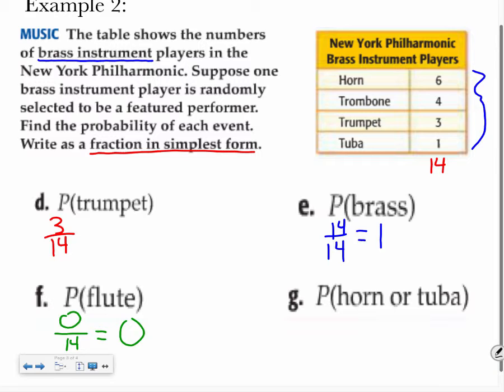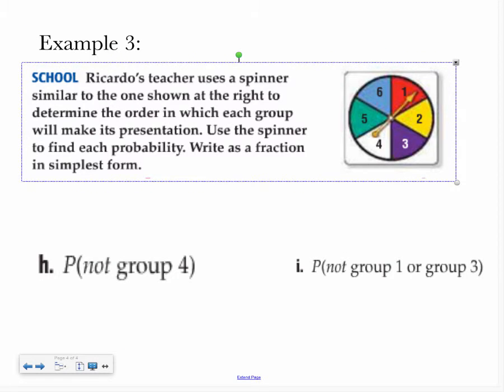What if we were talking about a horn or a tuba player? So now we have horn or tuba, so that's 6 plus 1 out of the 14. So that's 7 over 14, or reduced is 1/2. Okay, so it's always the number of what you want over the total. Let's look at our third and final example.